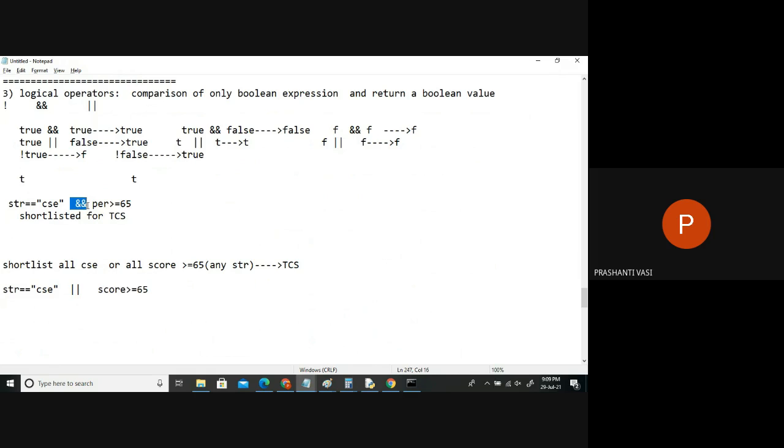But when I use AND, both must be true. If any one is false, it gives a false answer. But here, any one being true is enough. Clear? Any confusion?